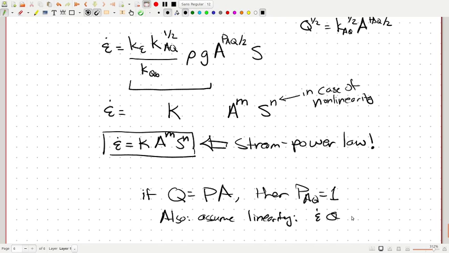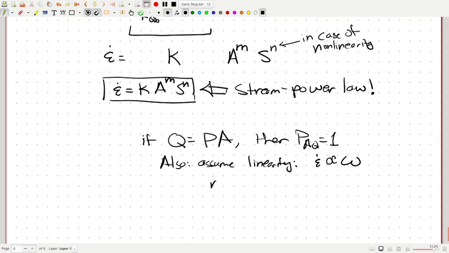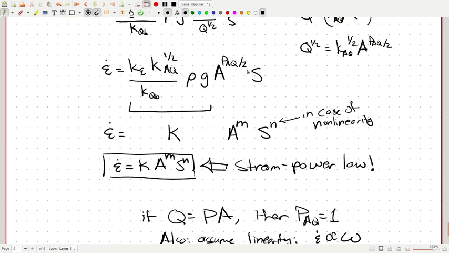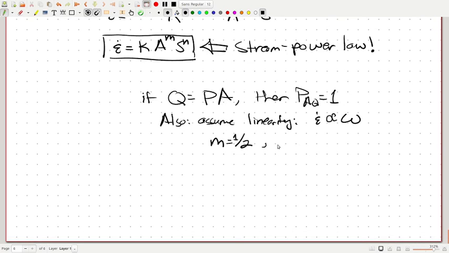Erosion rate, as we stated initially, is just going to be proportional to omega. I'm in the lower right corner of the tablet with my hand half hanging off. I think that's the problem. So erosion rate is just linearly proportional to omega. And so that means that we would have n become 1. So if we do that, then m equals 1 from the PAQ over 2, which comes up from the inclusion of channel width, and n equals 1.